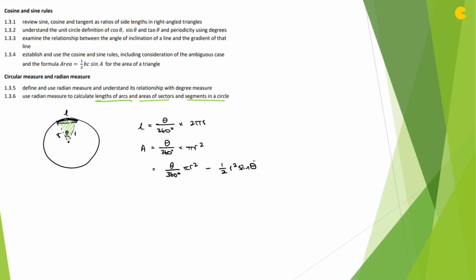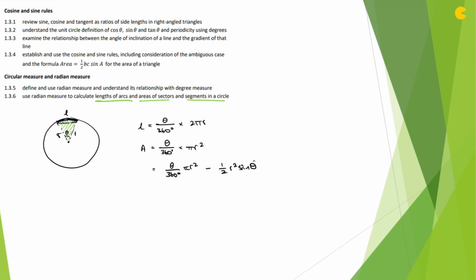Hey everyone, sorry I'm just interrupting my presentation, but I've just realized there's a bit of an error in one of the formulas. The segment formula should really be theta on 360 degrees multiplied by pi r squared, and then minus 1/2 r squared sine theta. And that 1/2 r squared sine theta will give us the area of this triangle here.